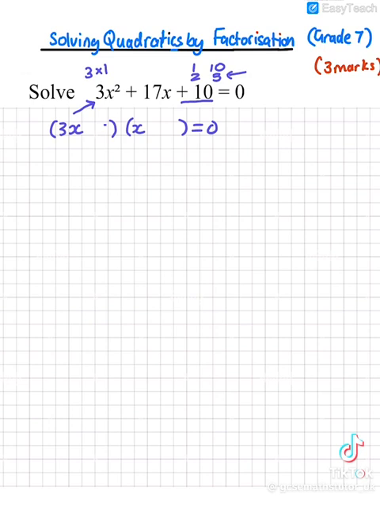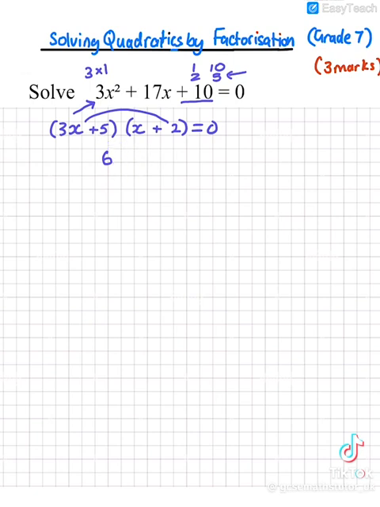So if I put 5 over here and 2 over here and give this a quick check, the signs are going to be positive because all the signs are positive in the question. Now, if I was to do 3x times 2, that makes 6x, and then 5 times x makes 5x, so that's 11x. So that hasn't made 17x in any way.